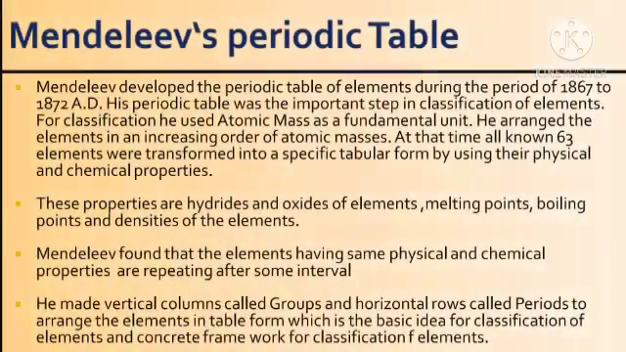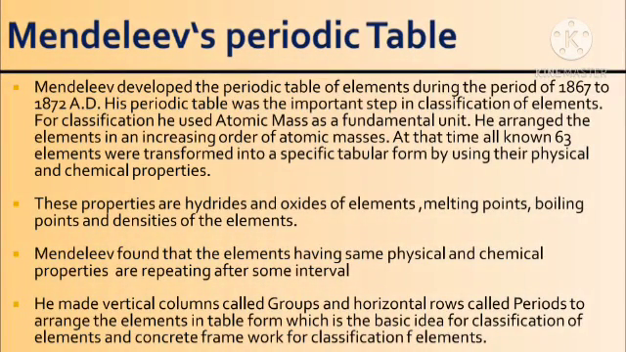Let us get more information about Mendeleev's periodic table. Mendeleev developed the periodic table of elements during the period of 1867 to 1872. His periodic table was an important step in the classification of elements. For classification, he used the atomic mass as a fundamental unit. He arranged the elements in increasing order of atomic masses.